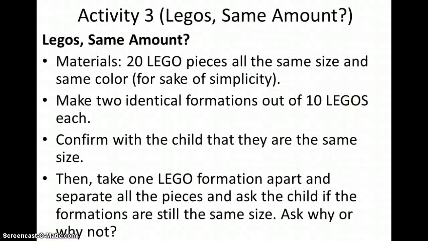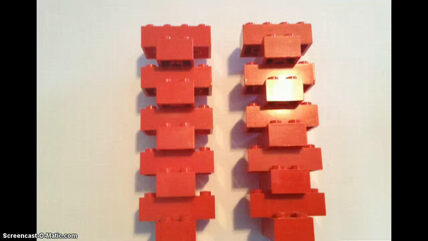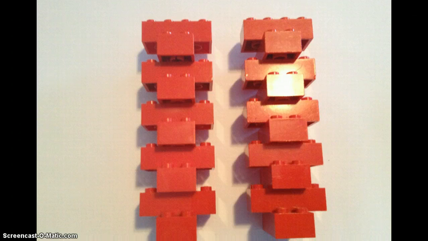The next activity is about Legos. So you'll have 20 Legos. You're going to make 2 identical formations out of the 2 sets of Legos, and you'll ask the child if these 2 are the same. If they don't think it is, you can let them see it, play with it, so that they can establish that these 2 are in fact the same.